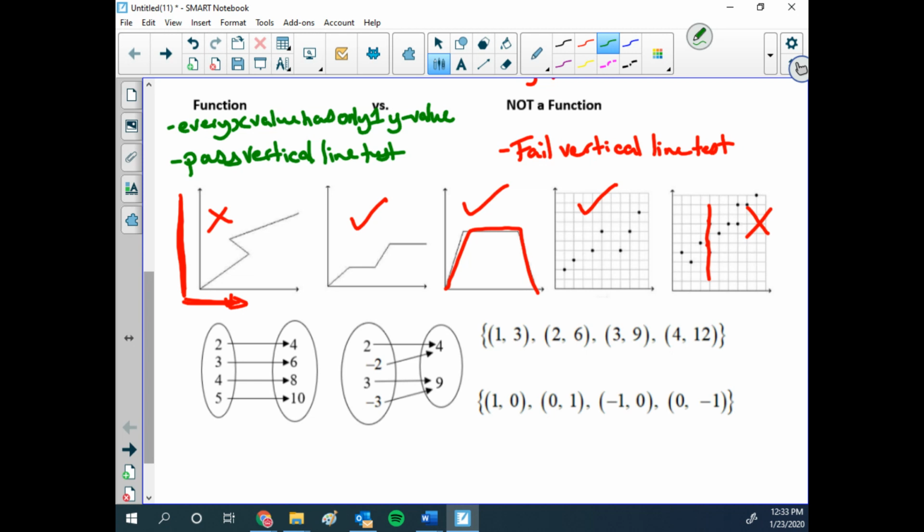So what you're really doing here is analyzing your x values. If the x values repeat and they come to a different number, it's not going to be a function.